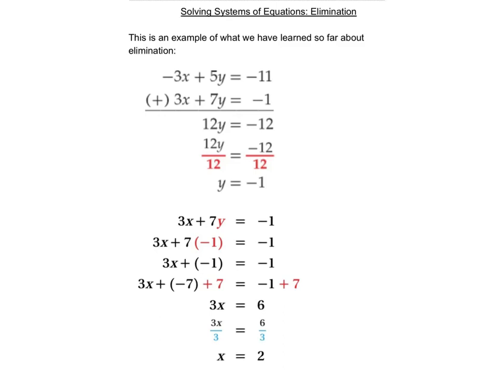Here's an example of systems of equations that we have used in the past. This is what we know so far about elimination. We were given two equations and we added them together, and when we added them, one of the variables needs to cancel. In this case, our opposites are negative 3x and positive 3x. So when we add them, they cancel. Everything else adds, we solve and get y is negative 1. Then we substitute that back into one of the original equations, solve this, and eventually get that x is equal to 2. So y is negative 1, x is 2. This is what we know so far about elimination.